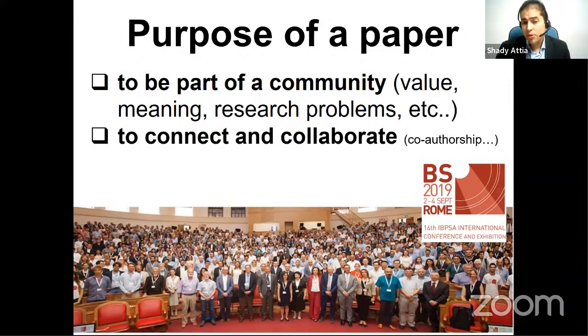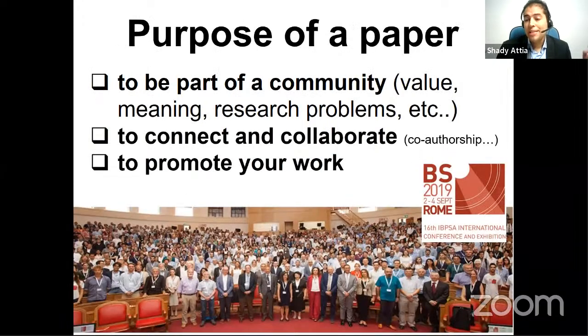Another purpose of writing a conference paper is to connect and to collaborate. This is a very good opportunity to meet people, to exchange ideas, to attend sessions for constructive critique, and also for co-authorship, finding interested peers that might be working on the same topic. And from there, you can expand your scope of work and create a larger network of collaborators.